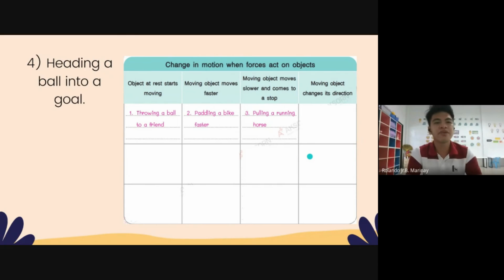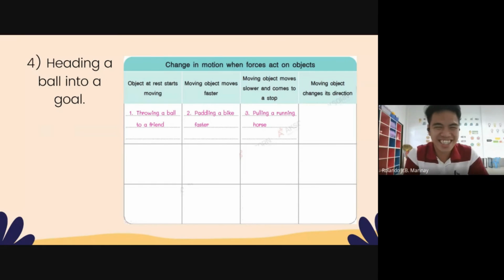Let's move on. Number 4, heading a ball into a goal. So what happened here? Is it A, object at rest starts moving, B, moving objects move faster, C, moving objects move slower and then comes to a stop, or D, moving object changes its direction? D. Kaupan, D. Very good. It's letter D.